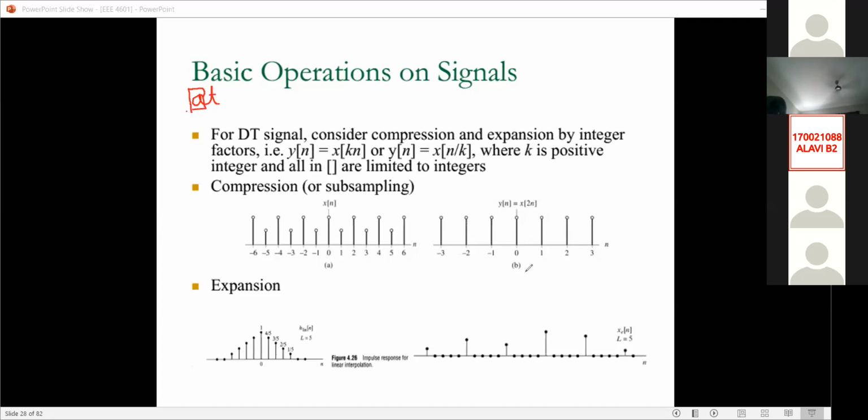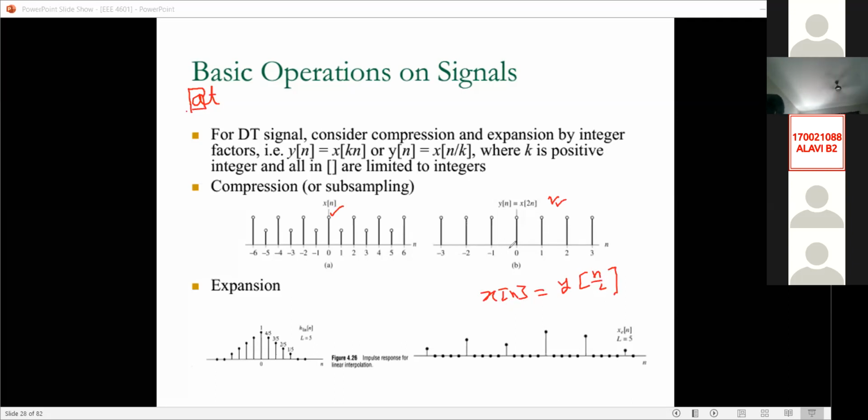That means you have your x[2n] there. Then if you want to find x[n], then x[n] should be equal to y[n/2], isn't it? But if we want to do this, you will see that you will be obtaining this signal for n equal to 0, your signal will be there, no problem. For n equal to 1, you will have a signal there at half.